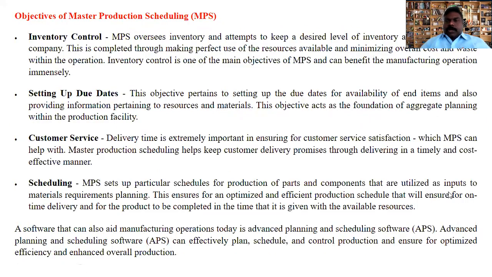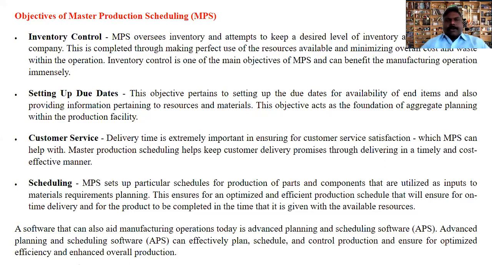So we need to know the objectives, why this MPS. For that reason, we have some objectives. One is inventory control, controlling the inventory. Setting up due dates, that is lead time, which we need to reduce, and we need to know the dates. Customer service and schedule. So these are the four objectives of master production schedule.